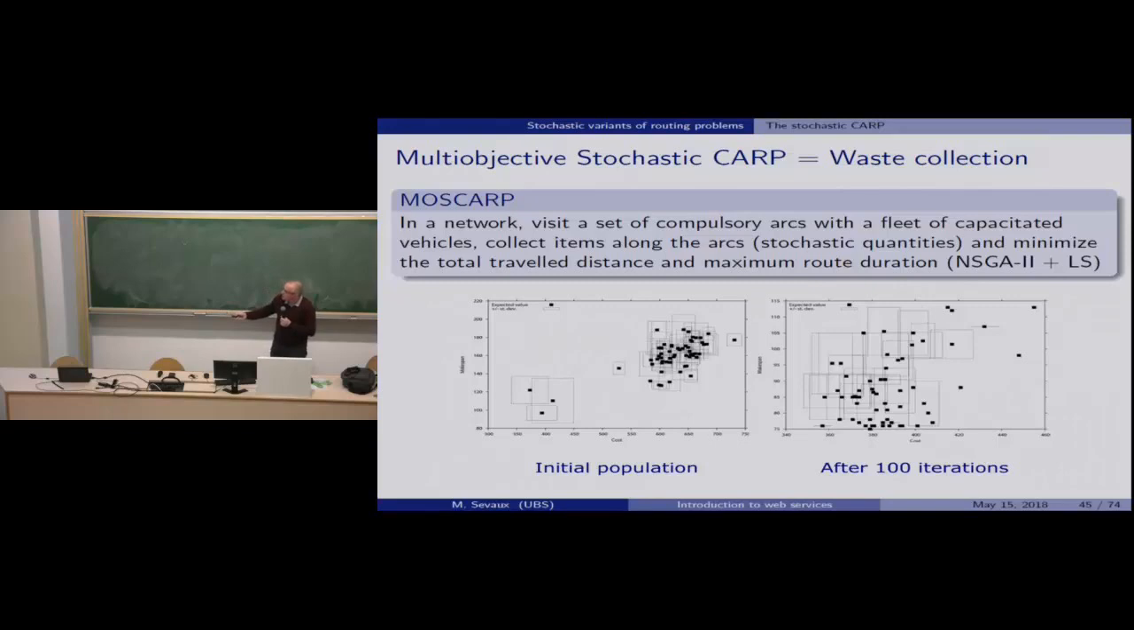So this is the kind of solution we can obtain. This is the initial population. It was solved with an NSGA-II with local search. So you see that this is the total travel distance, and this is the makespan, so this is the length of the longest tour. Okay, so this is the initial solution.